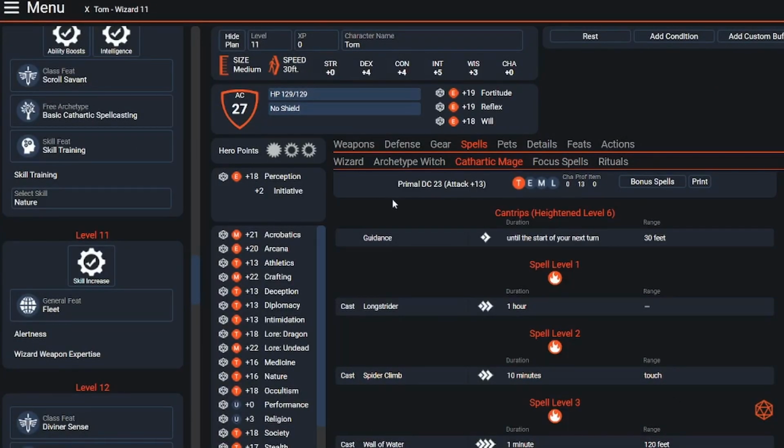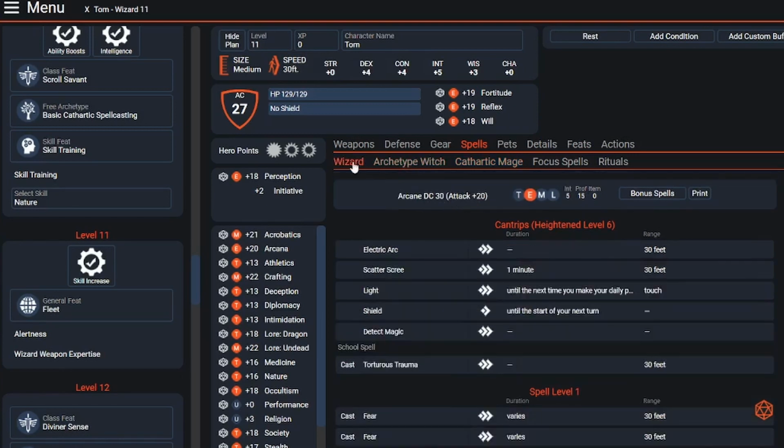As you can see, since we have chosen the primal DC and we have low charisma modifier, our attack modifier and saving throw DC is very low when compared to the witch, which is equal to that of the wizard. This wraps up our level 11. Let's move to the late game and see what our build looks like at level 16.